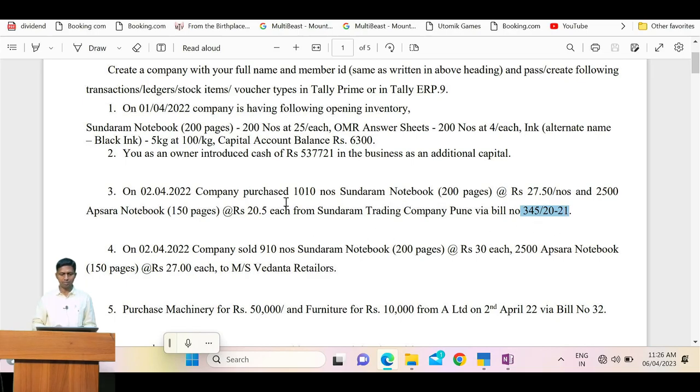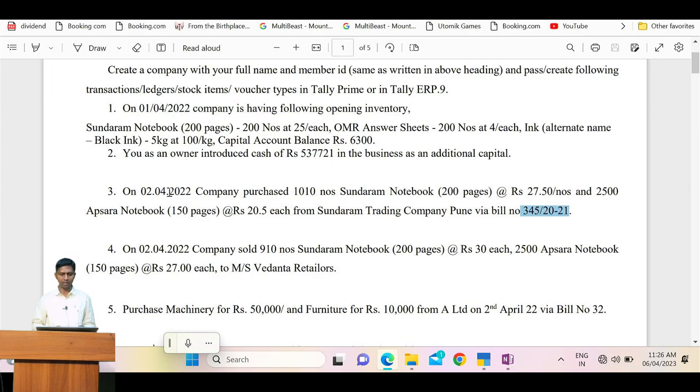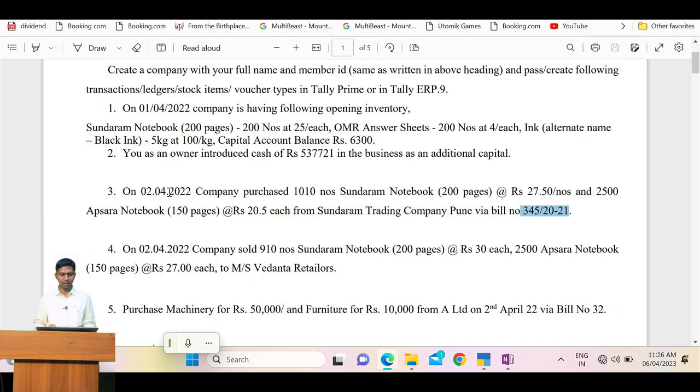And then this is the bill number. After writing the bill number, what is there? The bill date. Bill date is the same, 2nd April, and 2nd April, no need to change. Then party name. The party from whom we have purchased, Sundaram Trading Company.